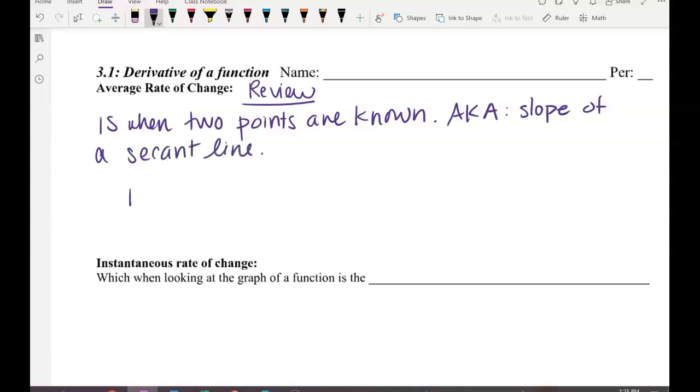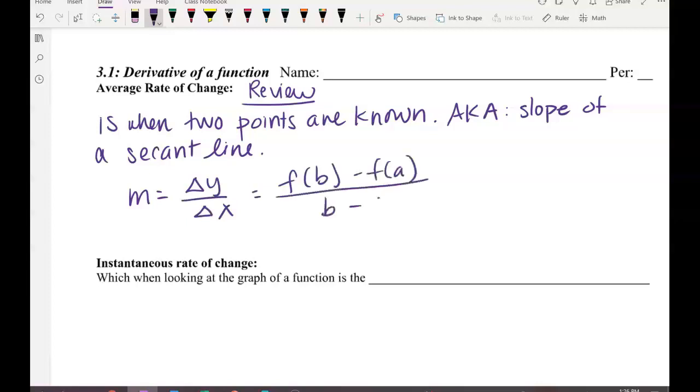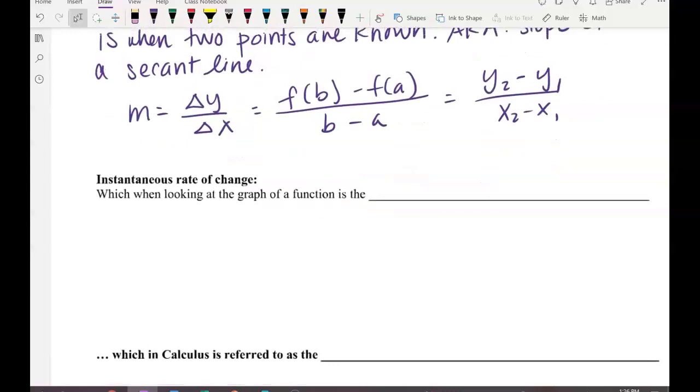So the formula of this slope is the change in y divided by the change in x. And last unit, we were using f of b minus f of a divided by b minus a. Or in Algebra 1, it is okay to go y2 minus y1 all over x2 minus x1. Any one of those is okay by me. Now, we also talked about the definition of instantaneous rate of change.